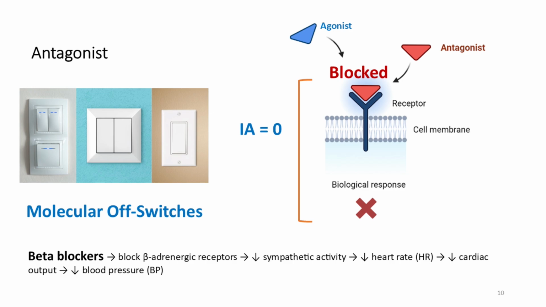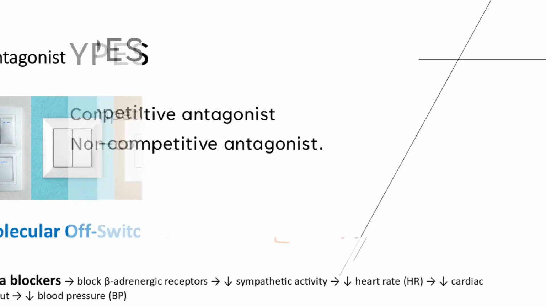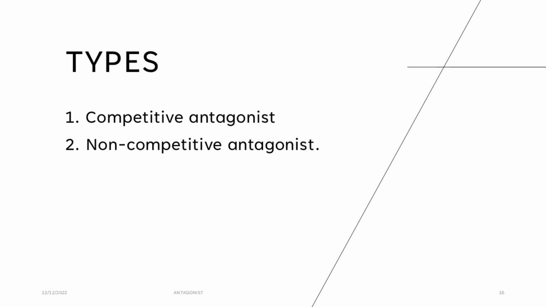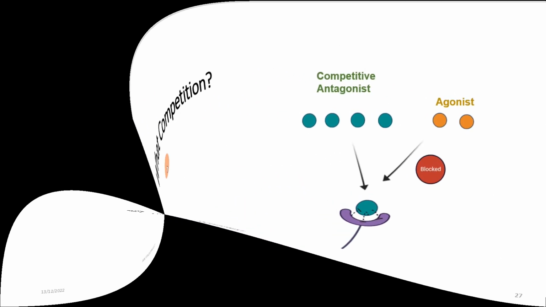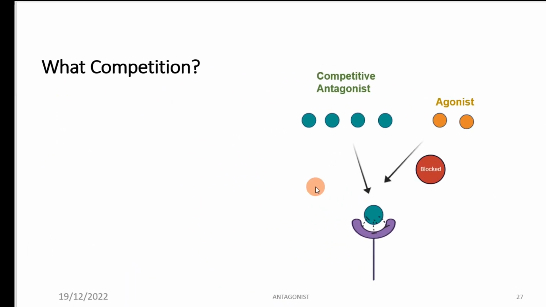Okay, so bind, don't activate, 0 intrinsic activity, crucial tools. Got it. Now, the source starts categorizing them based on how they interact. How do we break that down? The main split, the first big division, is based on their mechanism. Are they competitive or non-competitive? Competitive. Okay, that sounds like they're fighting for something. What's the competition? They're competing directly with the agonist for the very same binding site on the receptor. Usually that's the main active site, the spot the agonist needs to trigger the response.